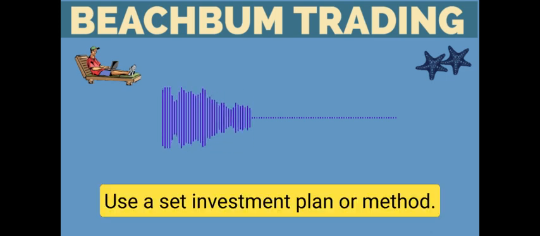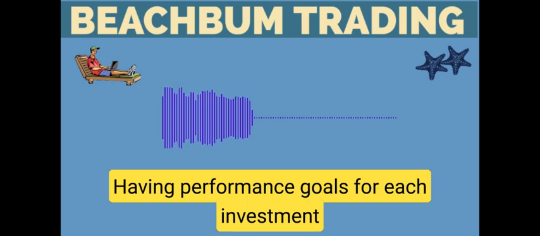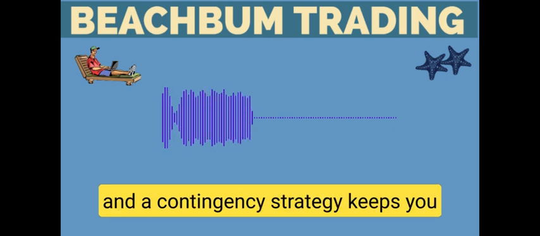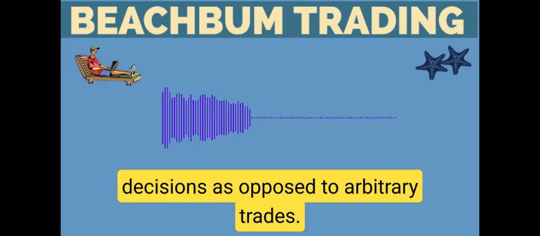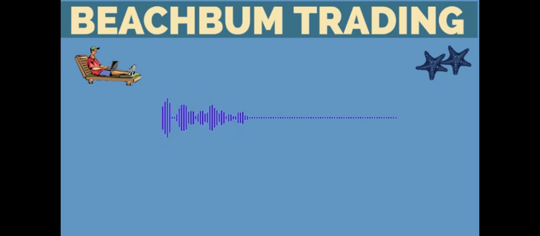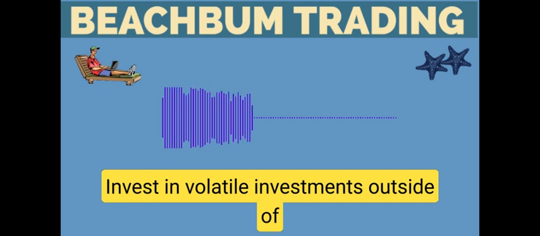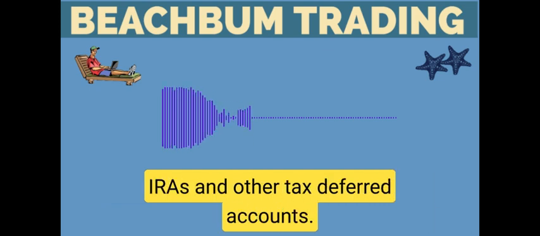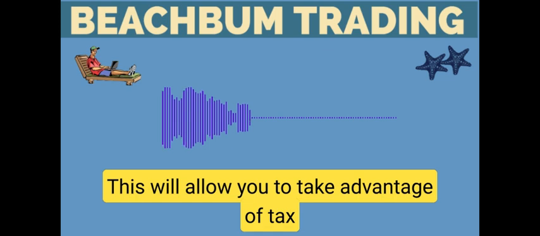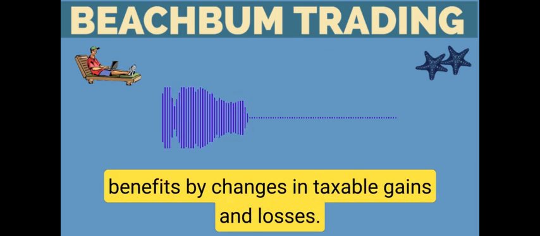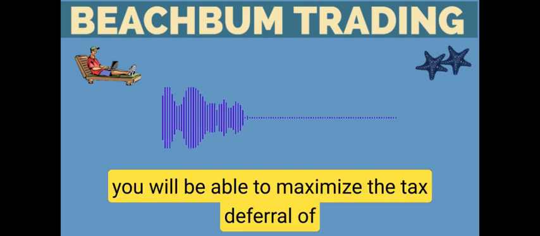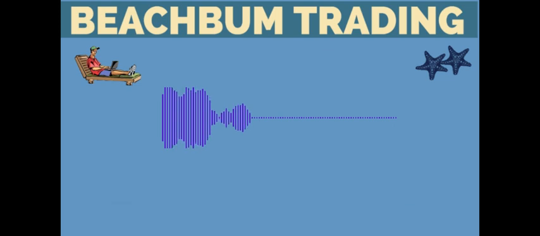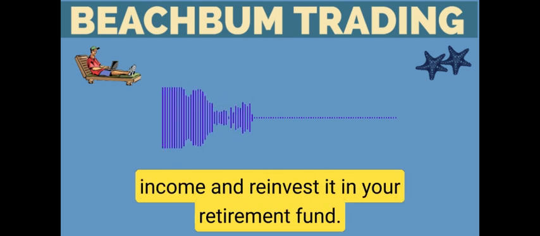Use a set investment plan or method. Having performance goals for each investment and a contingency strategy keeps you focused on making well-conceived investment decisions as opposed to arbitrary trades. Invest in volatile investments outside of IRAs and other tax-deferred accounts. This will allow you to take advantage of tax benefits by changes in taxable gains and losses. Buy investments that pay dividends and interest inside an IRA. You will be able to maximize the tax deferral of income and reinvest it in your retirement fund.